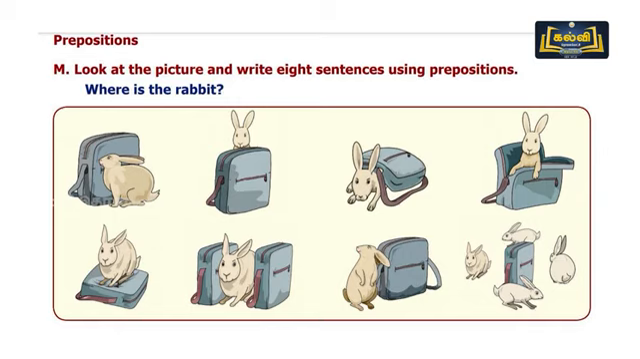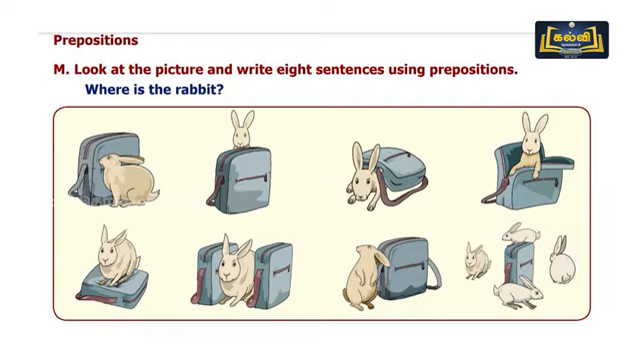See children, next we are going to see about the preposition. This also you would have seen in the last session. Preposition is the position of a thing or whatever it is regarding. See, now you can see the picture. Look at the picture and write 8 sentences using prepositions. Where is the rabbit? See, in each picture you can see the position of the rabbit.